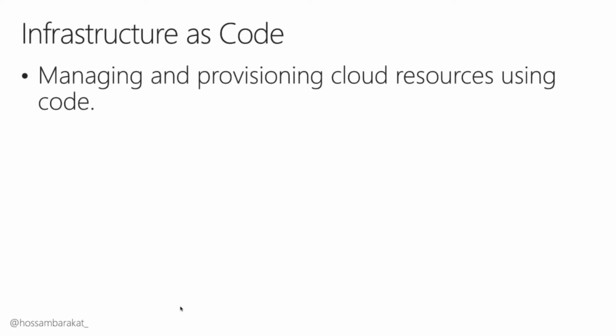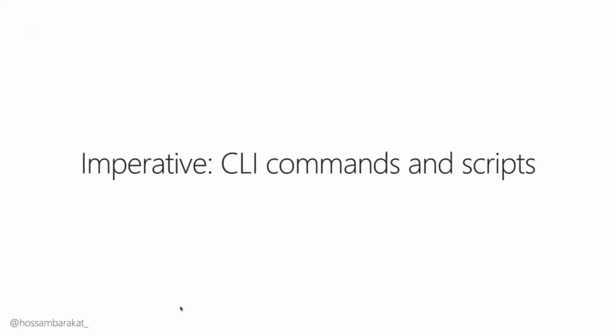The idea of infrastructure as code is pretty simple. It's managing and provisioning cloud resources using code. We started with the imperative approach, which is using the CLI commands of the Azure CLI, or PowerShell or Bash scripts, to provision our resources. And that was a big improvement over ClickOps.